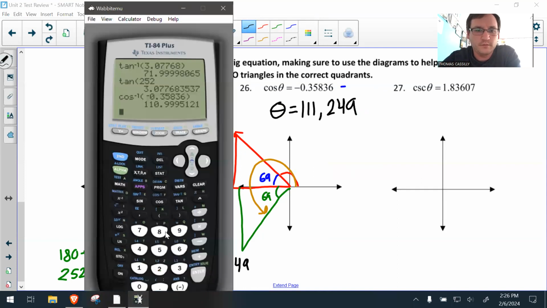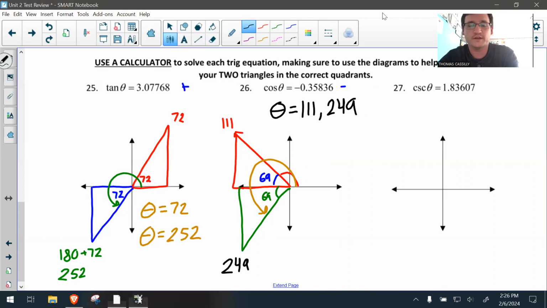So let's just double check it. Cosine of 111. It's that same decimal that we got. And then the cosine of 249 is the same thing. So that one's correct. All right, now, last one here. Cosecant of, this one's going to require a little bit more work here. So we have cosecant, I'm going to need a new page.